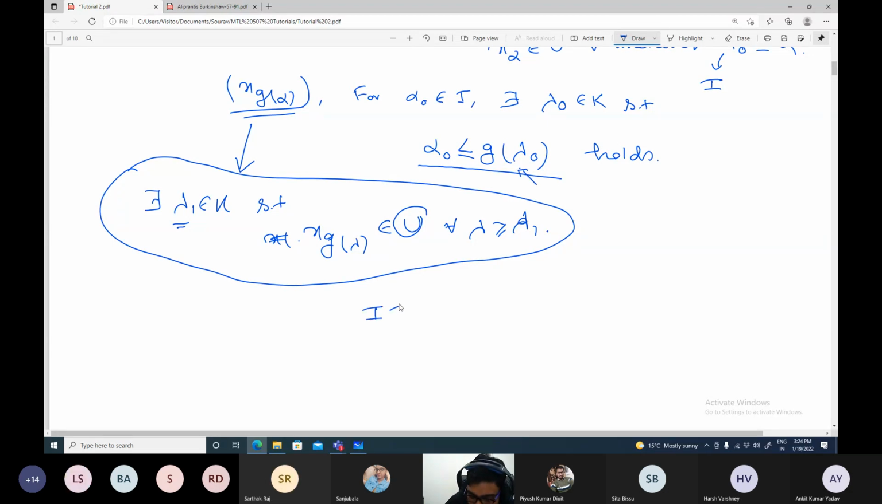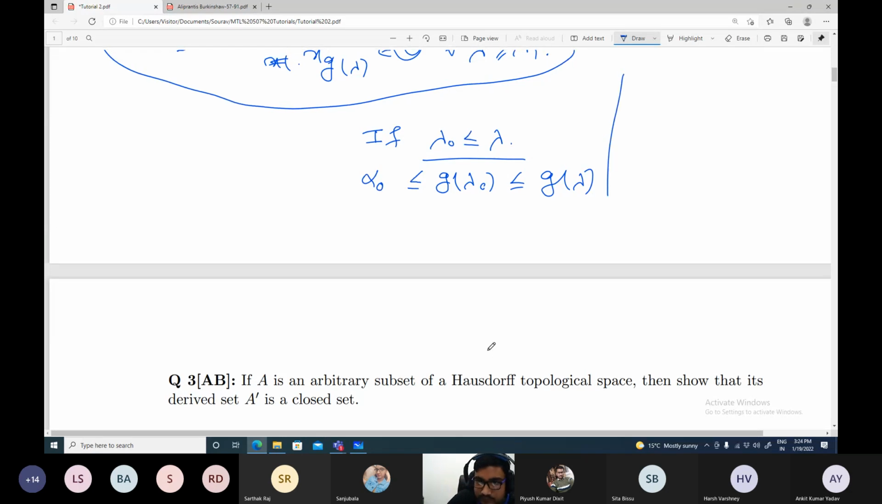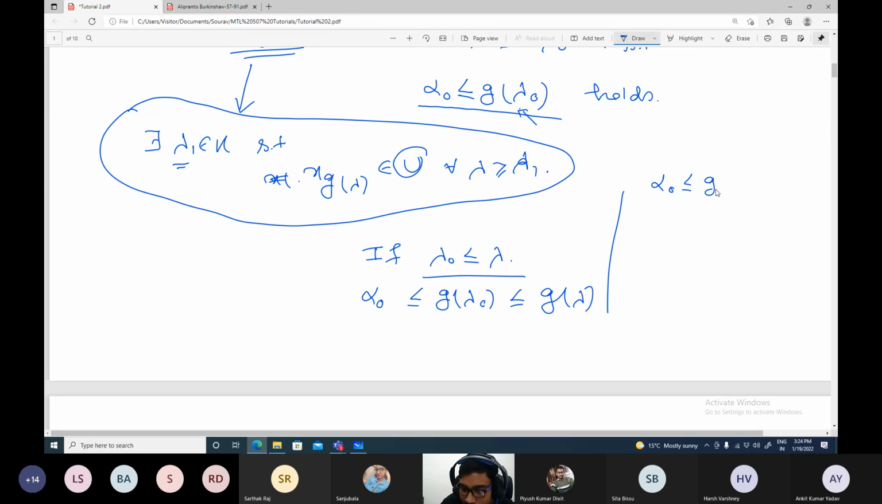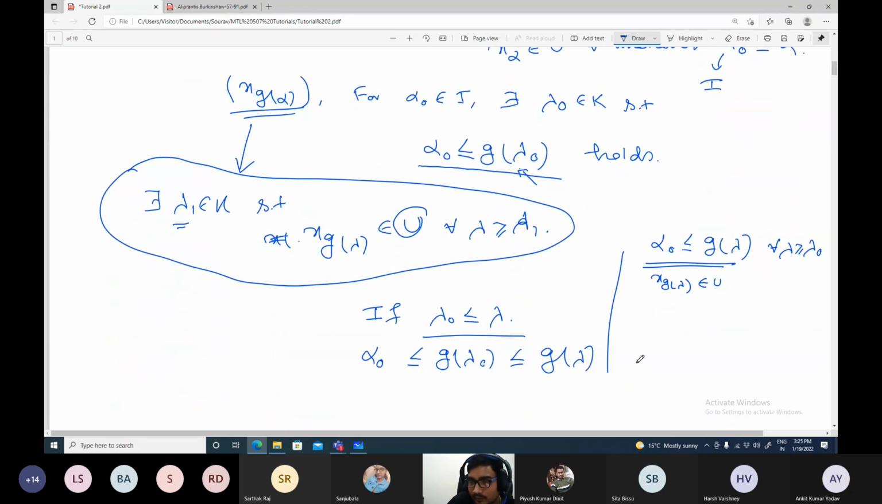That means now, see, if lambda is greater than or equal to lambda naught, what happens then? We have G lambda naught less than or equal to G lambda by the first property, but on the left side we have alpha naught, right? Now we have alpha naught less than or equal to G lambda for all lambda greater than or equal to lambda naught. What does this imply? This implies that X of G lambda belongs to U for all lambda greater than or equal to lambda naught, and this implies the convergence. X of G lambda converges to X. Is it clear?